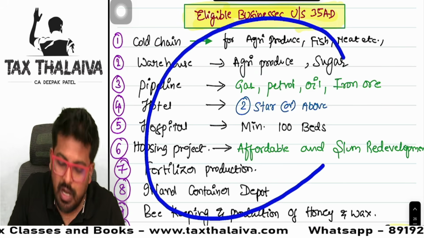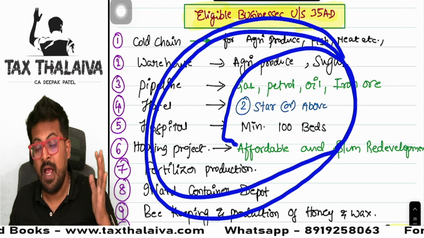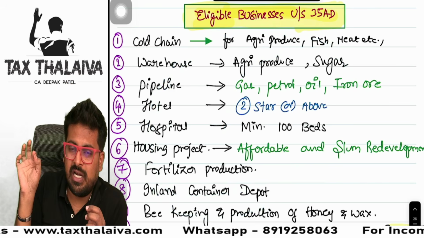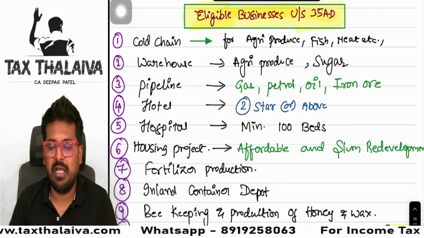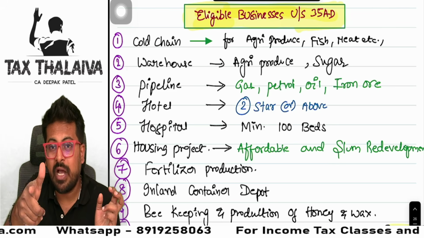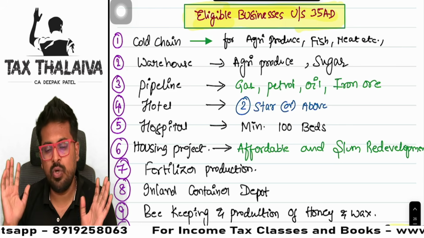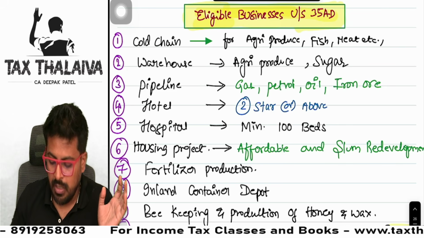Guys, you have to memorize this list of businesses, because in the examination they will not specifically tell you this is a 35AD business. They will simply tell that the assessee started this kind of business. You have to connect that, okay, this is a 35AD business. You have to understand, you have to remember, there is no option.